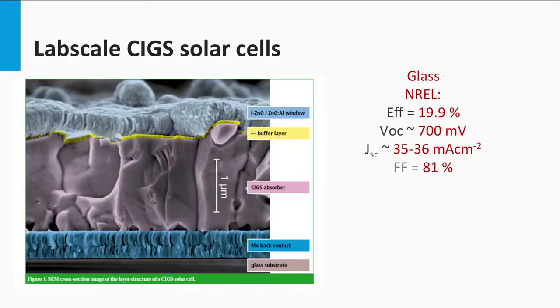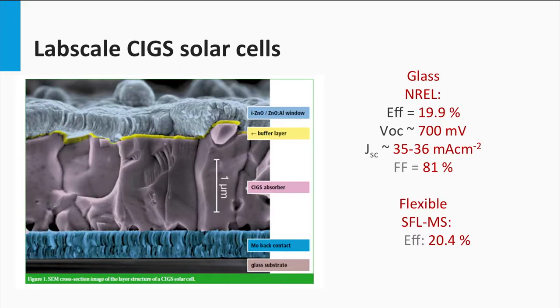An important advantage of the CIGS PV technology is that, on a lab scale, it has achieved the highest conversion efficiencies among the thin film solar cells. Lab-scale CIGS solar cells processed on glass have a record efficiency of 19.9% as achieved by National Renewable Energy Lab in the US. Typical open circuit voltages are close to 700 millivolts, the fill factor of 81%, and short circuit current density between 35 and 36 milliamps per square centimeter have been achieved.